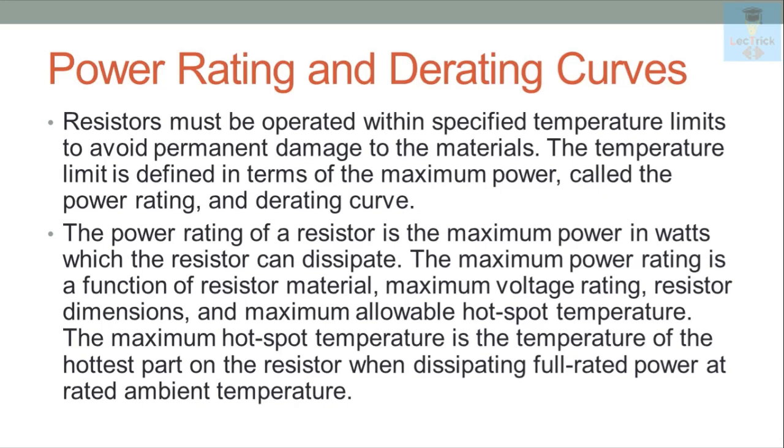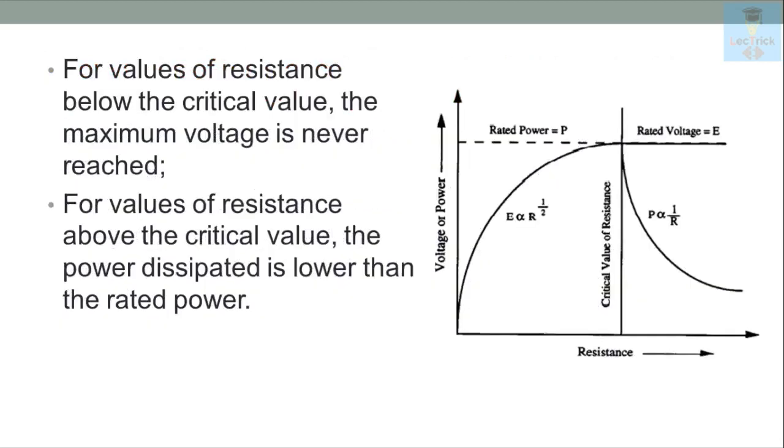The power rating of a resistor is the maximum power in watts which the resistor can dissipate. Maximum power rating is a function of resistor material, maximum voltage rating, resistor dimensions, and maximum allowable hotspot temperature. Hotspot temperature is the temperature of the hottest part on the resistor when dissipating full rated power at rated ambient temperature. So by this graph, you will get to know.